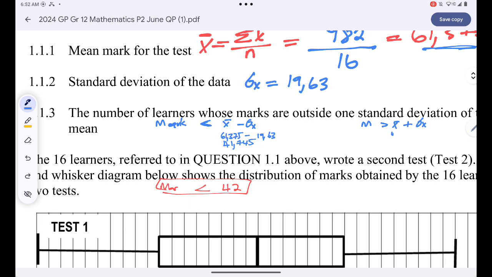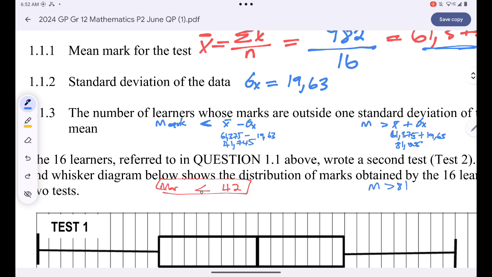Over there, I'll simply say 61.375 plus my standard deviation 19.63. I'll simply get an answer of 81.005. So I want to find learners who got above 81 out of 100.